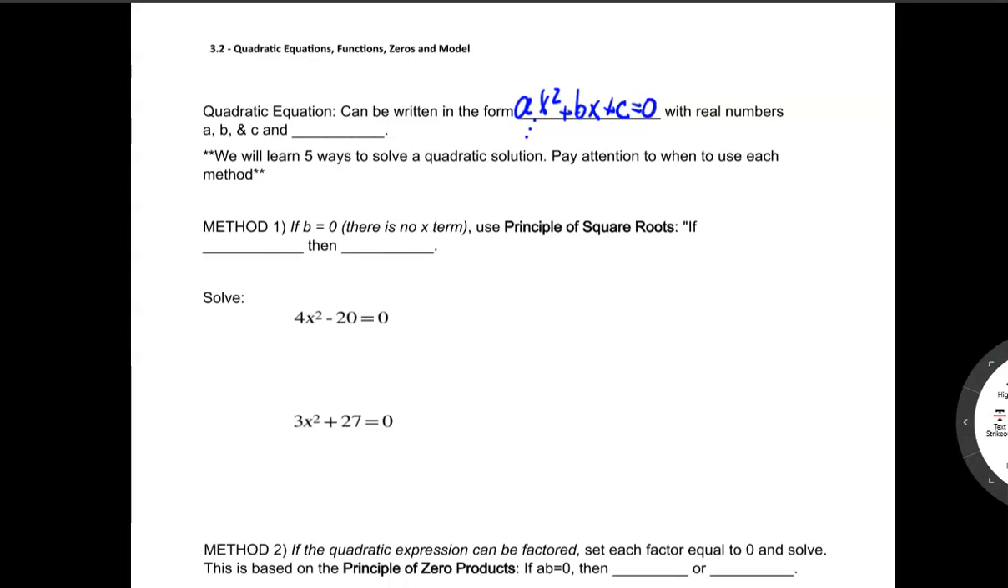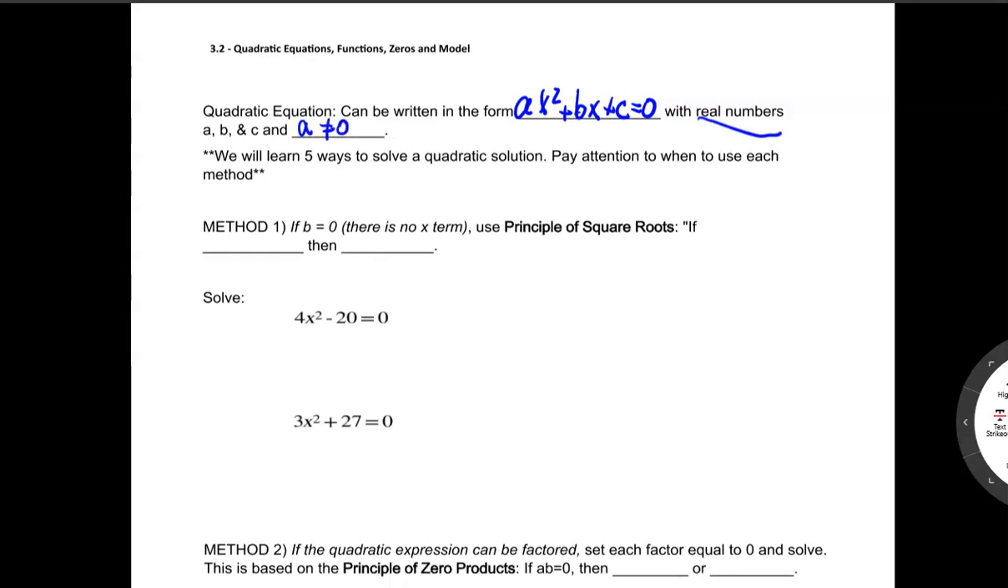Let me clean that up a little bit. So a, b, and c are constants in this case. For each quadratic equation, those are going to be actual numbers. And we're going to require further that they're going to be real numbers. So you can see here with real numbers a, b, and c. And the important thing here to make it a quadratic is that a cannot be 0.